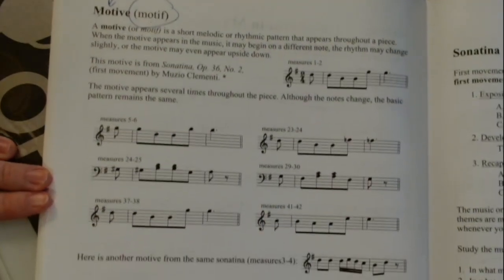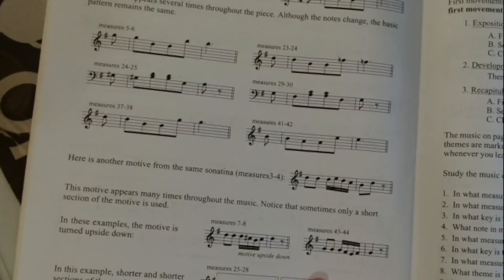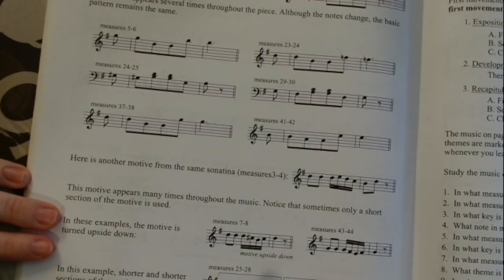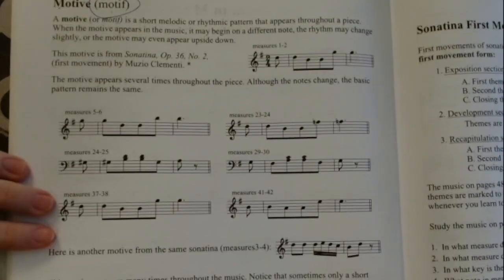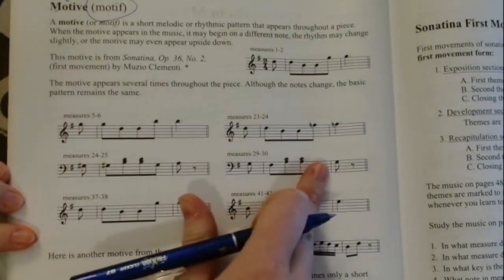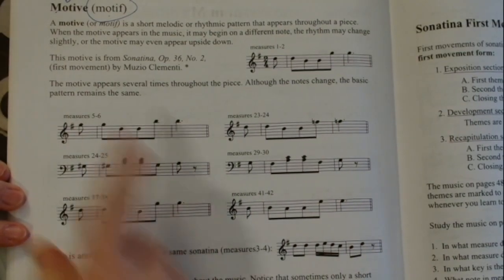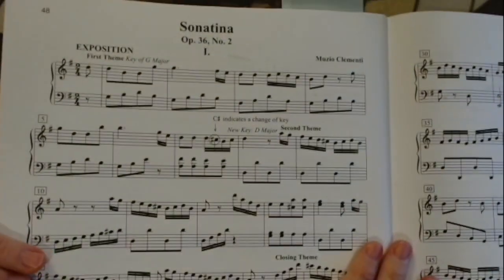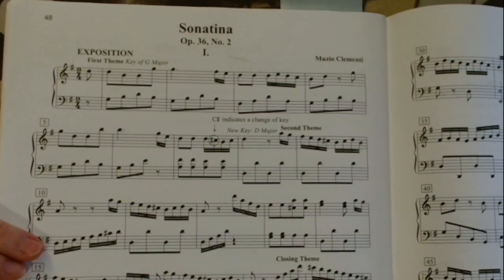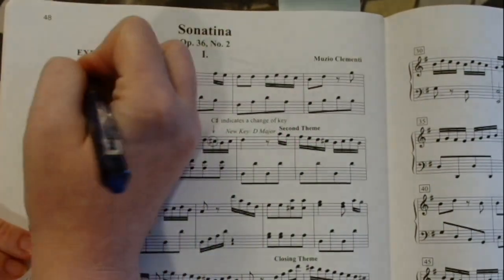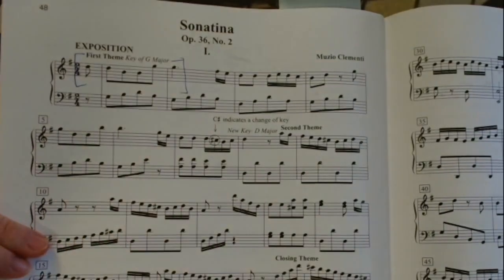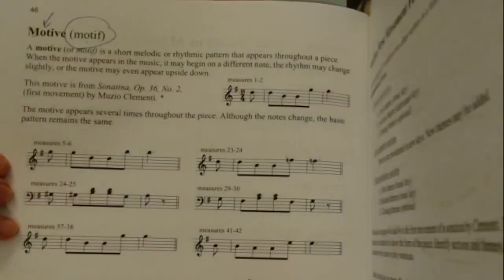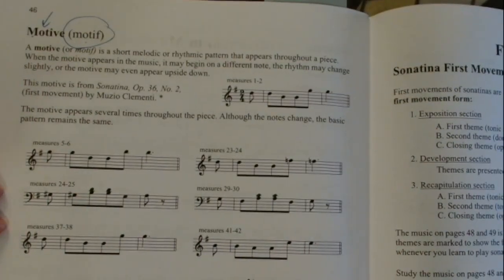So this page, there's nothing that you have to do on this page, but it just talks about motives or motifs as well, which is just a short melodic or rhythmic pattern that kind of pops up throughout a piece of music. And it gives different examples of what they might look like. One of the motifs that pop up is from the sonatina by Clementi on the next page, which is right here. This is the motif that keeps popping up, a reoccurring melodic or rhythmic pattern that you kind of see reoccurring throughout the piece or the sonatina or whatever it may be.